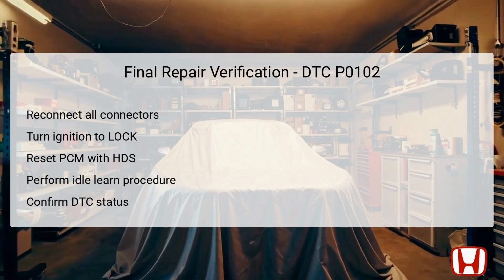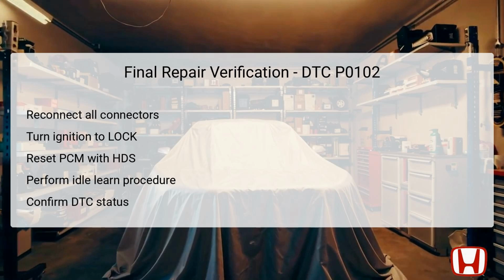The final repair verification step is vital for confirming that the repairs have resolved the underlying issue associated with DTC P0102. Start by ensuring all connectors related to the MAF sensor and PCM have been securely reconnected to avoid potential lapses in connection. Once confirmed, turn the ignition off and then back to the ON position. Using the HDS, reset the PCM to clear any residual codes and to enable the PCM to relearn the optimal parameters for the engine's operation.